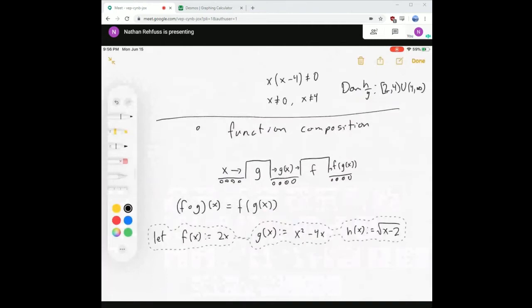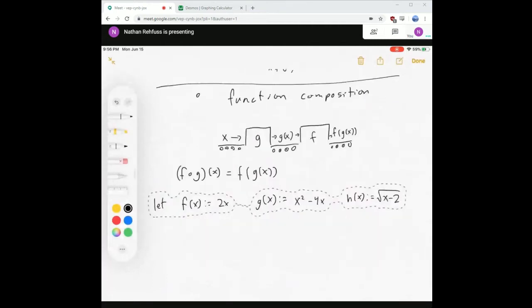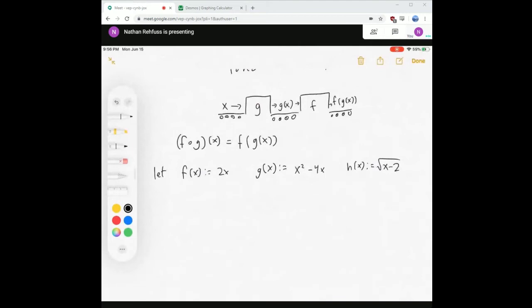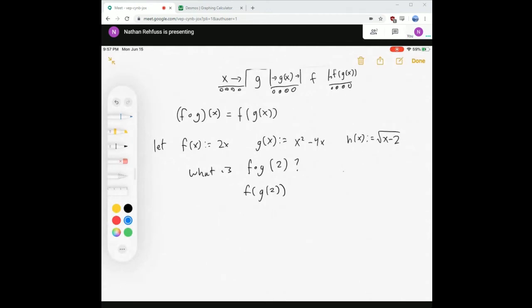So I had these example functions, yeah? Let's say I wanted to evaluate first, what is F of G of 2? The way I would get that is it's F of G of 2. So first I'll plug 2 into G. That's 2 squared minus 4 times 2. So that's 4 minus 8, which is negative 4. So G of 2 is negative 4.